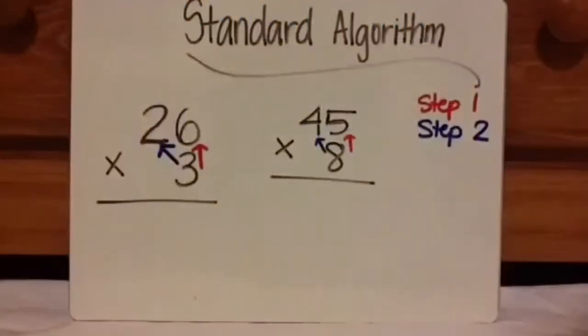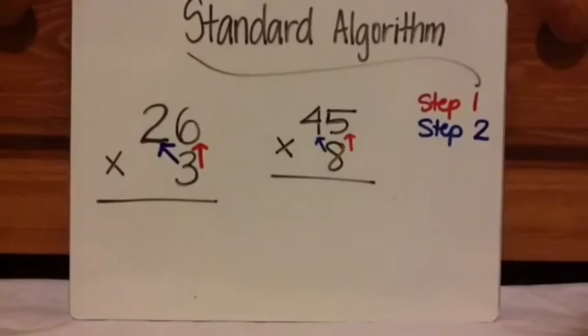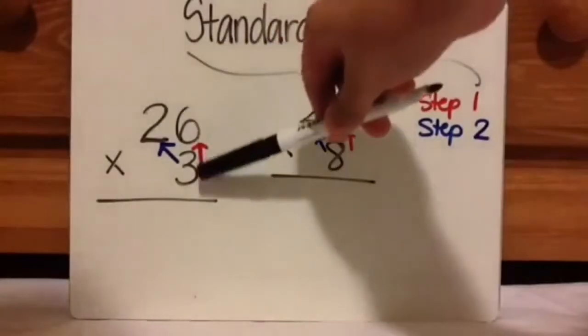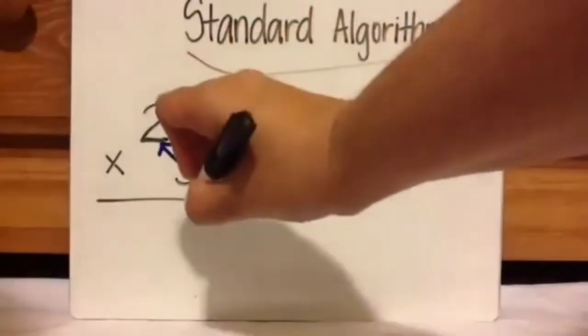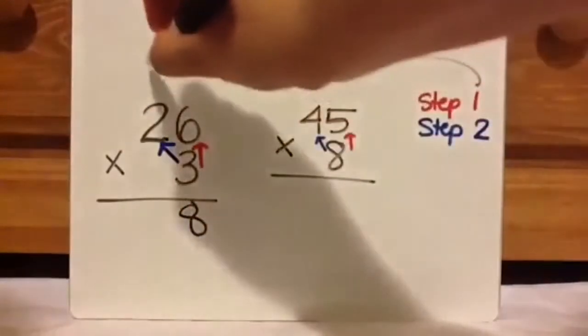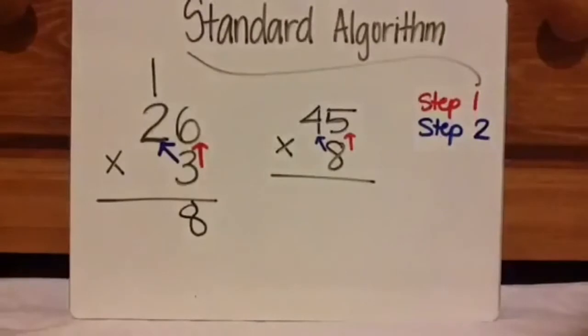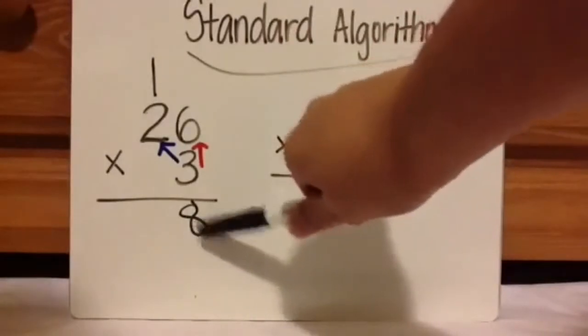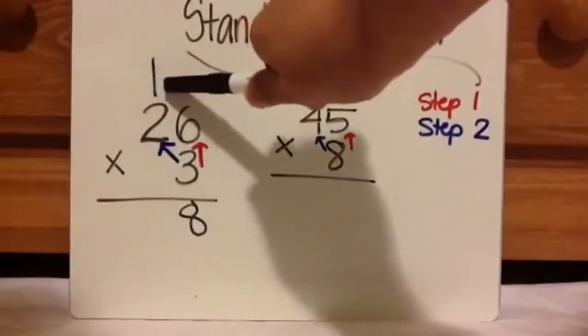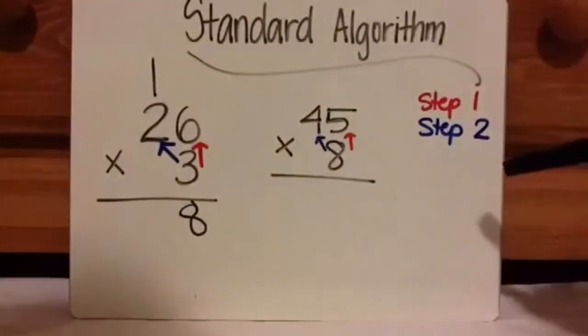Let's get started. Okay, so let's look at the standard algorithm for 2-digit by 1-digit. Anything in red is step 1, anything in blue is step 2. For step 1, you want to do the ones place times the ones place. So 3 times 6 is 18. You would put 8 here and carry the 1 here. It's just like an addition problem. You can't put a 2-digit number down here. If you get that as your answer, you put the ones place here and you carry the tens place up here. Then step 2 is in blue.